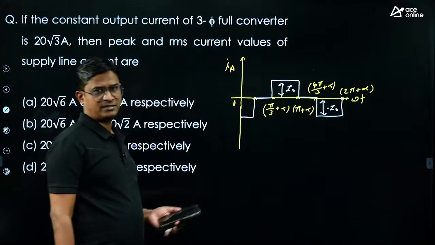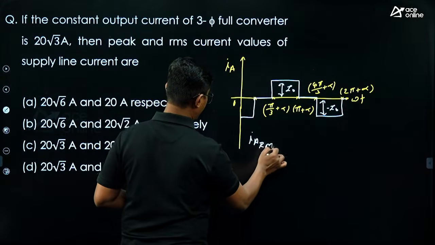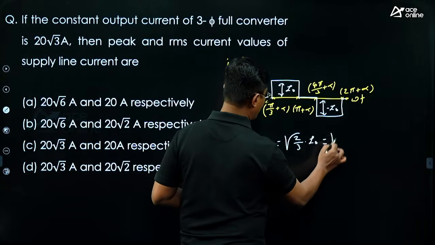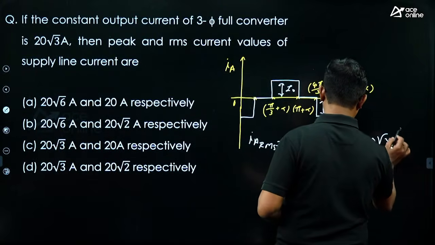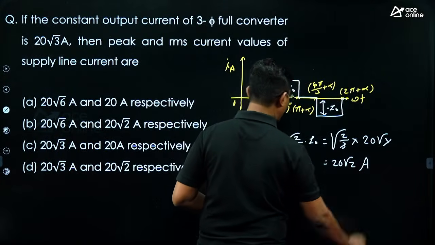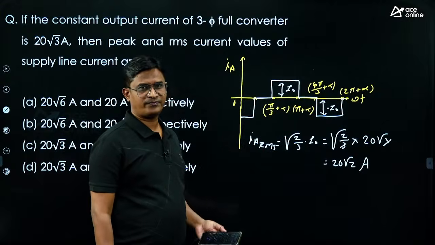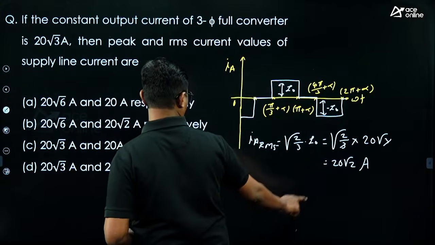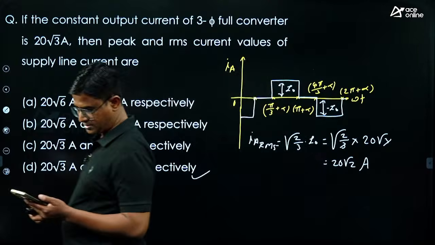During our analysis we have written the IA RMS expression also. What is IA RMS? It is equal to under root 2 by 3 into I0. What is I0? 20√3. Root 3 cancels out, so it is equal to 20√2. This is RMS. And what is the peak value? Peak value of IA is the same as your I0, that is 20√3. And RMS is 20√2. So 20√3 and 20√2, option D is the correct option.